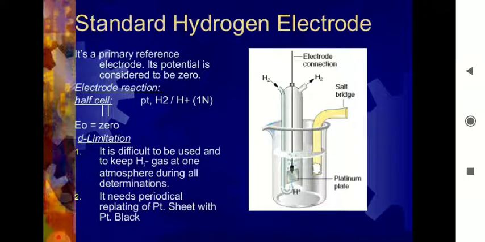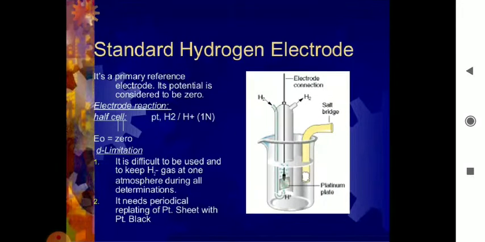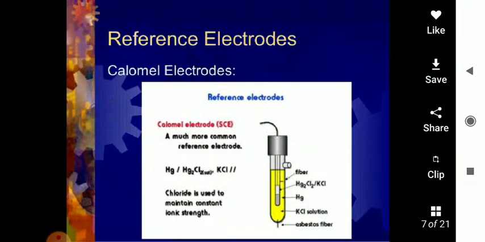Along with these difficulties, this is a very important electrode, the standard hydrogen electrode, which we use to calculate the EMF of the other half cell. Now what are the limitations? Coming to the point, it is difficult to use and keep hydrogen gas at 1 atmospheric pressure. We have only just discussed this point. It also needs periodic replacing of the platinum sheet with platinum black. So this is another disadvantage.